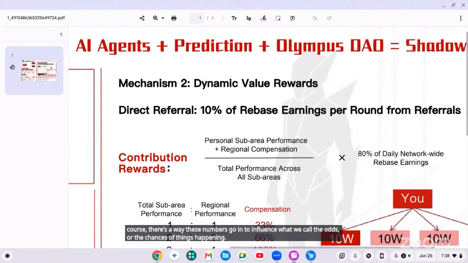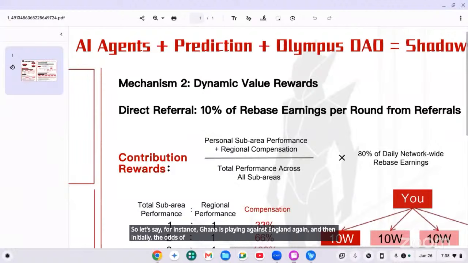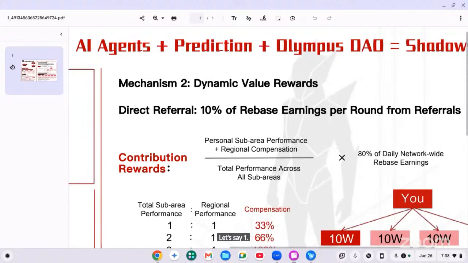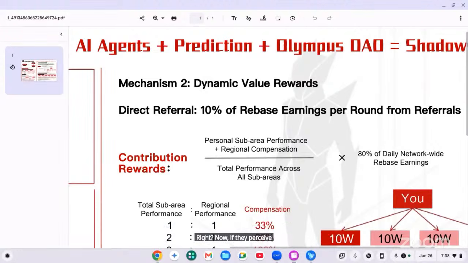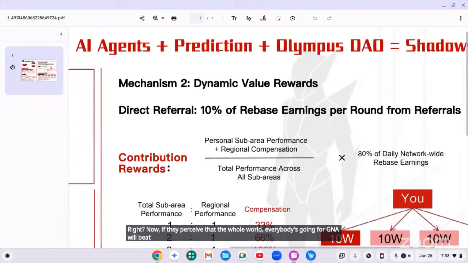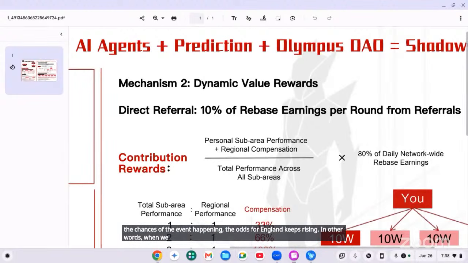So let's say, for instance, Ghana is playing against England again, and initially the odds of England beating Ghana were, let's say, 1.2, right? Then the chances of Ghana beating England were rated as 10, right? Now, if they perceive that the whole world is going for Ghana will beat England, you realize that gradually the odds for England keep rising. In other words, when we amass numbers, the numbers can influence how the odds shift so quickly.